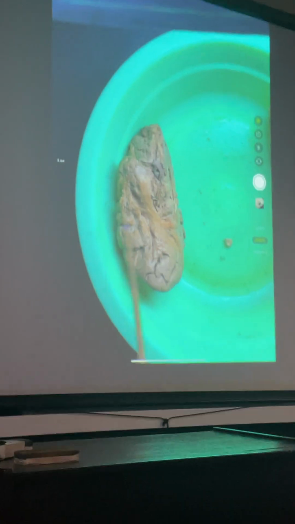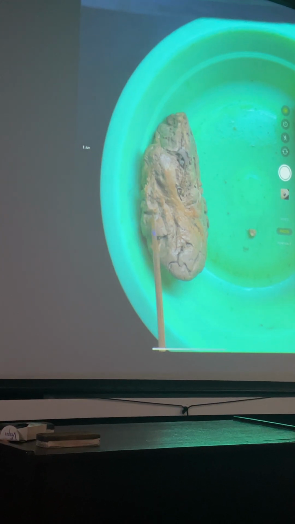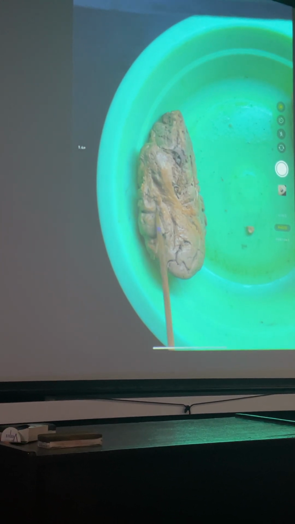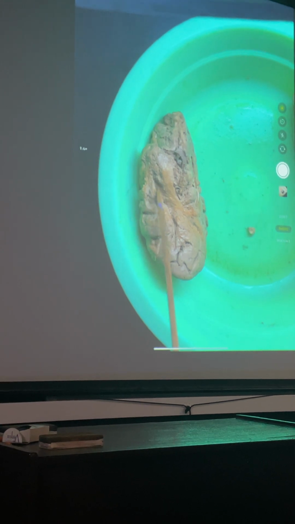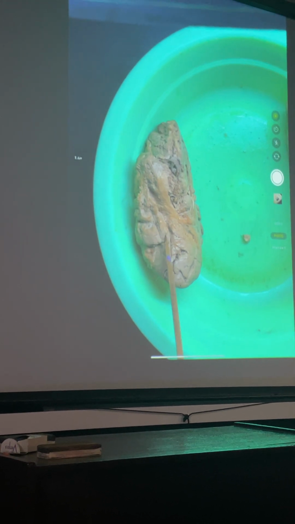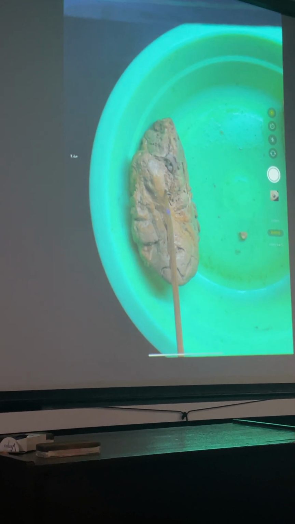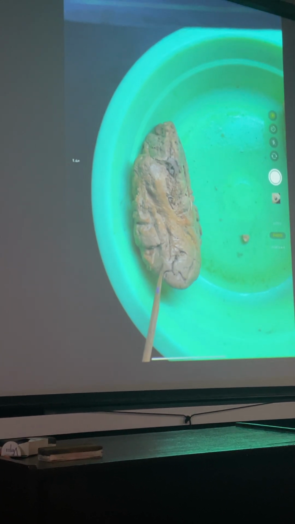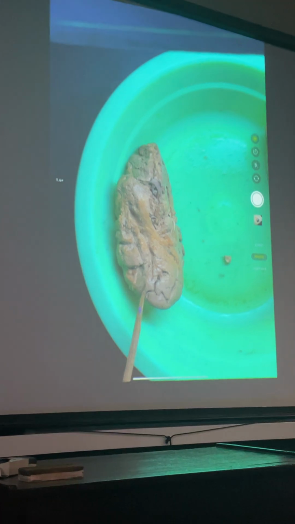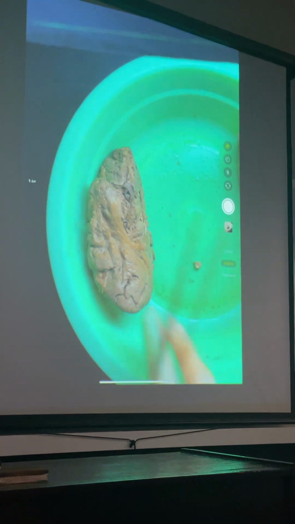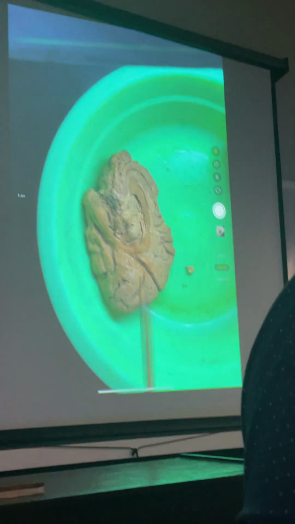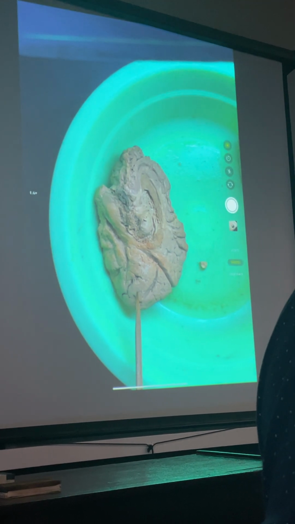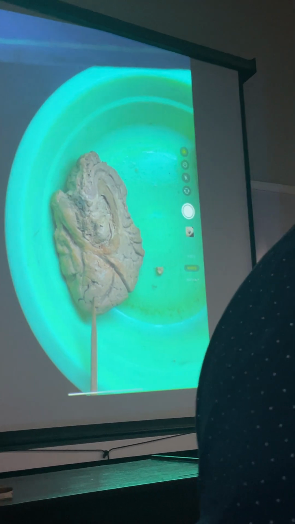Again, this is the inferior temporal gyrus. This is the collateral sulcus. This is the fusiform gyrus. And this is the parahippocampal gyrus. What is this called? It's the lingual gyrus.